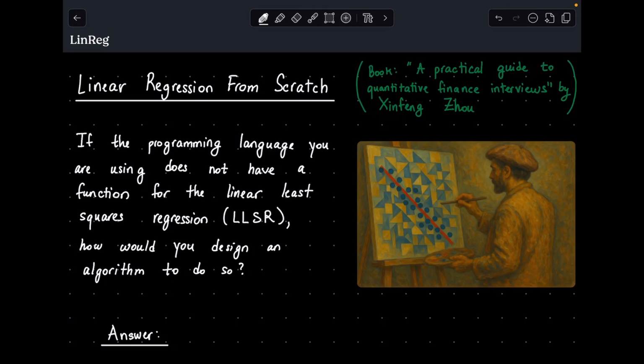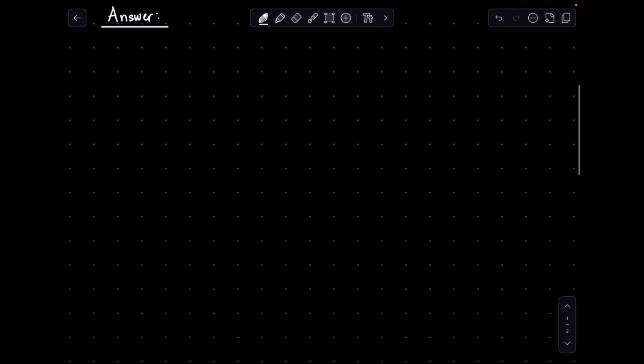Linear regression from scratch. If the programming language you are using does not have a function for the linear least squares regression, how would you design an algorithm to do so? Alright, let's start by writing our linear equation as a reminder.